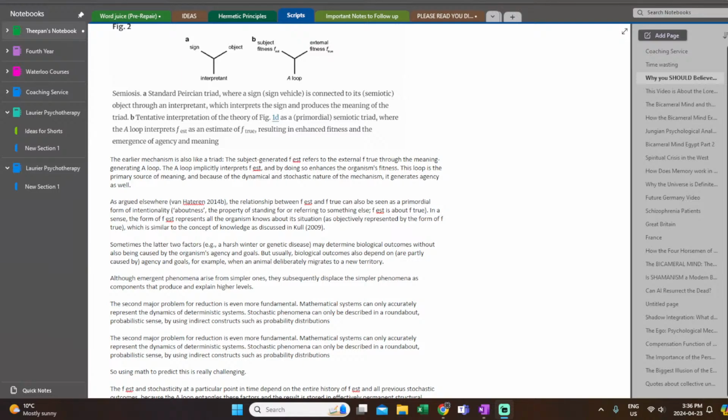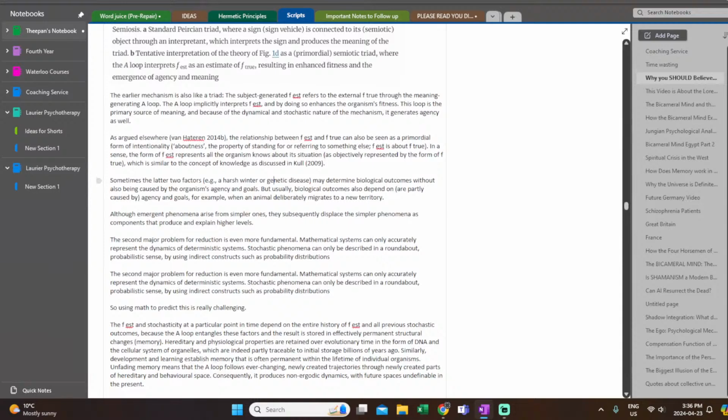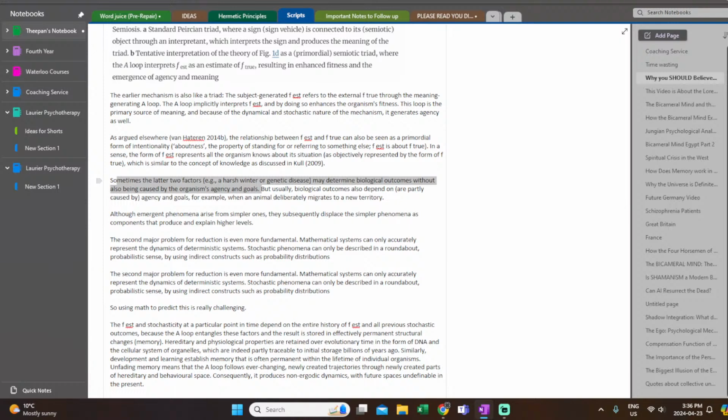understandings. Okay, let's continue. So yeah, sometimes the latter two factors, for example a harsh winter or genetic disease, may determine biological outcomes without being caused by the organism's agency and goals. Yeah, so this is just kind of like predetermined, right? Like there is predetermination within free will. In fact, both have to happen. Predetermination is like a necessary causal factor for free will to exist.